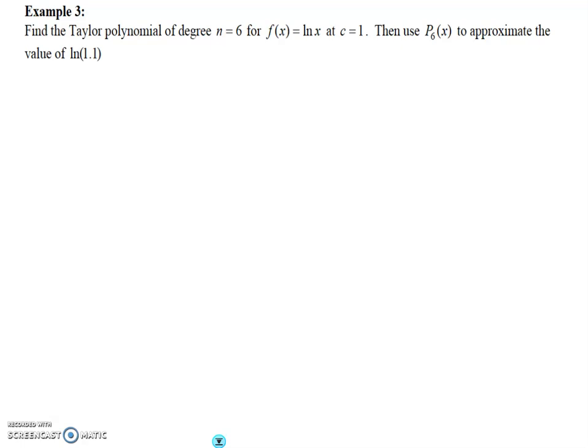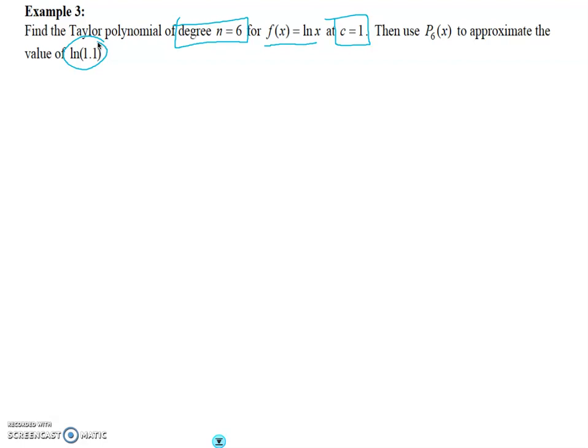Alright, so the next example, we're going to write a Taylor polynomial. So Taylor just means that we are not centered at 0. So in this case, we are going to have a degree 6, so we need up to the 6th derivative. We're using f of x equals natural log of x, and this time we will be centered at 1. After we've done all of that, then we can use it to answer the question to write that approximation.